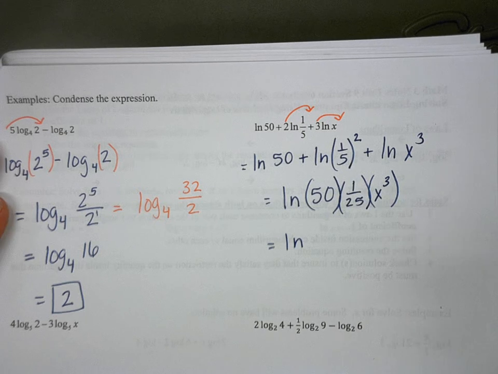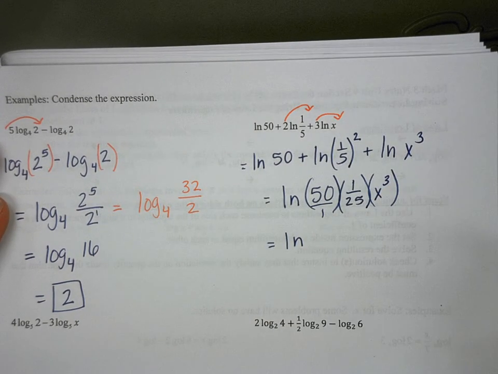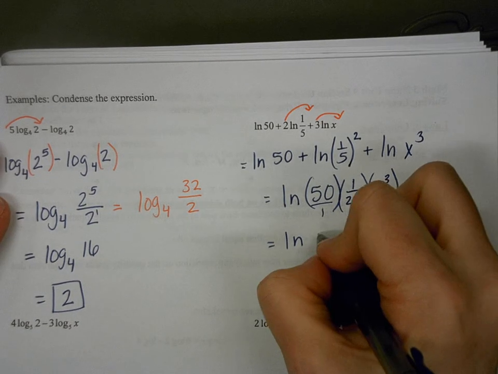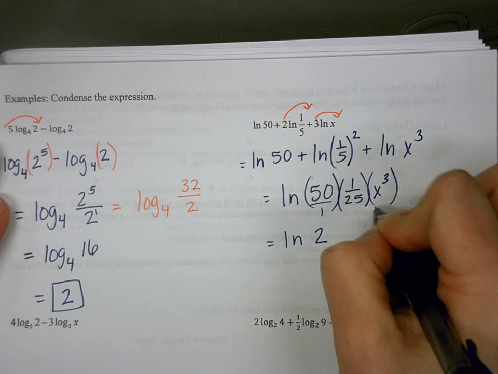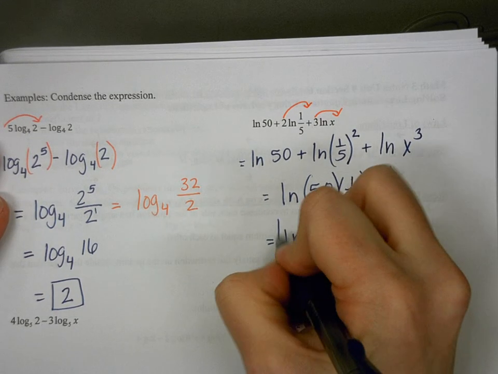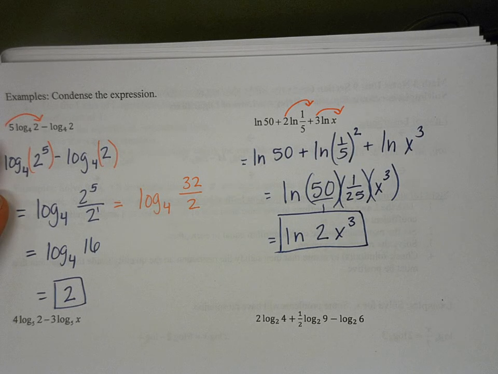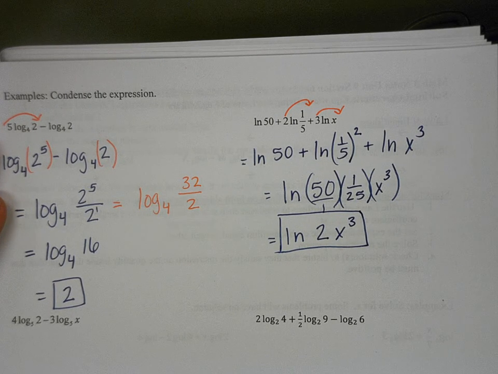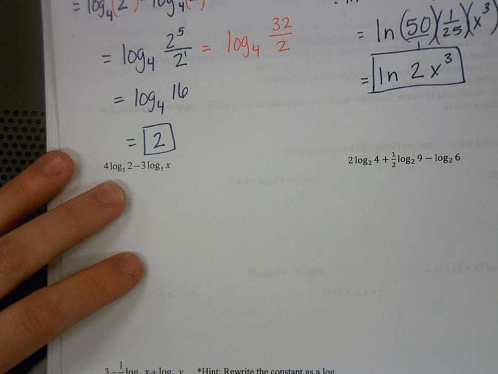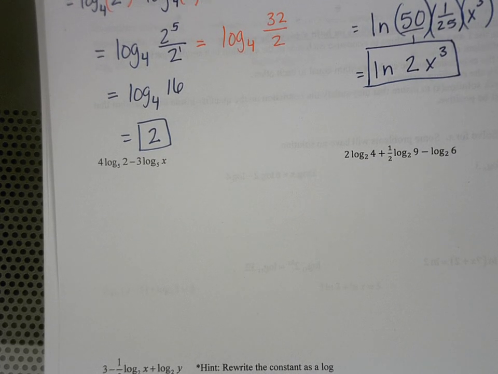Now let's simplify. 50 times 1 over 25 gives us 50 over 25, which is 2. And then we're still multiplying by x cubed, so natural log of 2x cubed is as far as we can condense it to. Now the trouble on these is to remember which way you're going. If you're condensing, you want a small, neat answer at the end. If you're expanding, you should have something long and complicated.